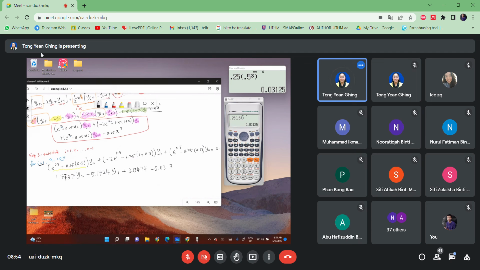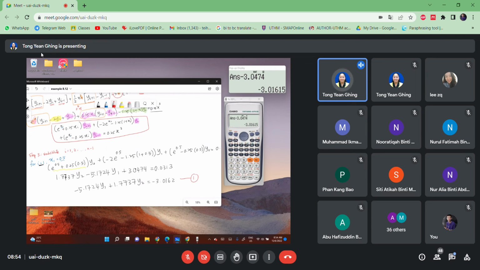So now saya jadikan, okay, all this one put here. I will put the y1 at first. Okay, negative 5.1724. I will put y1 at first and then plus 1.7737 y2 equal to maybe minus 3.0474. So equal to negative 3.0162. So this is the first equation.